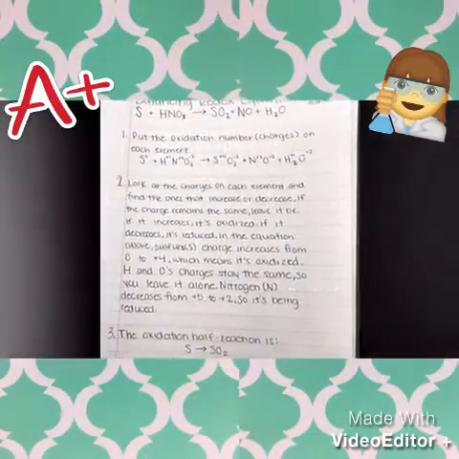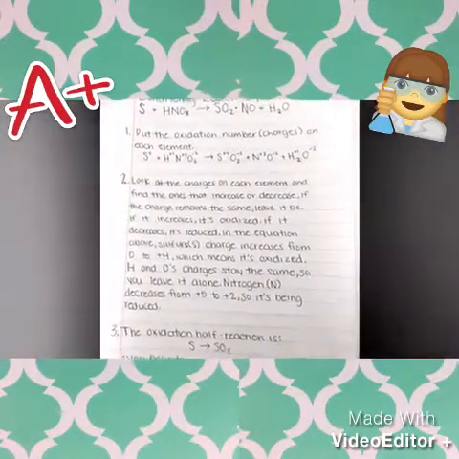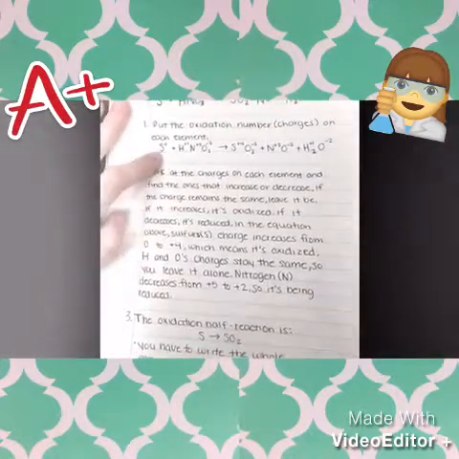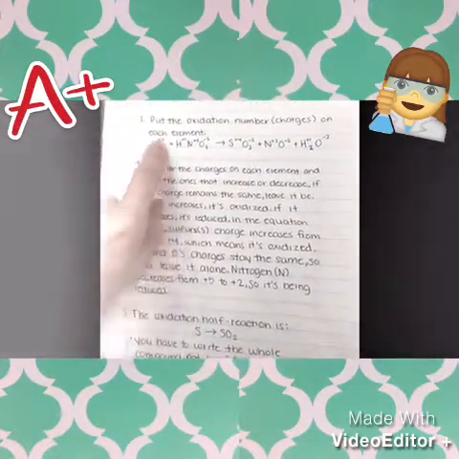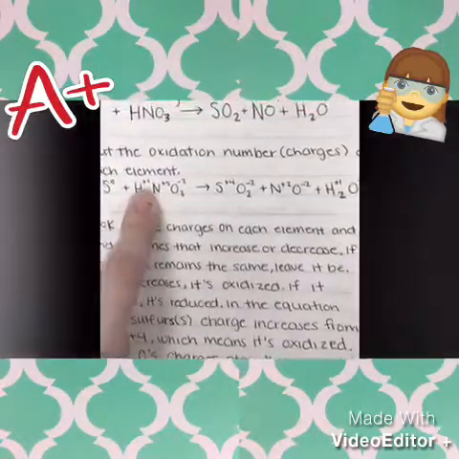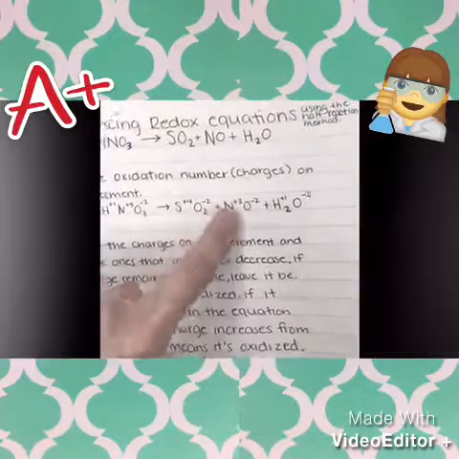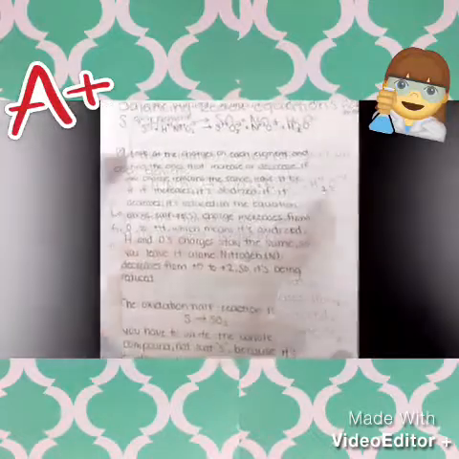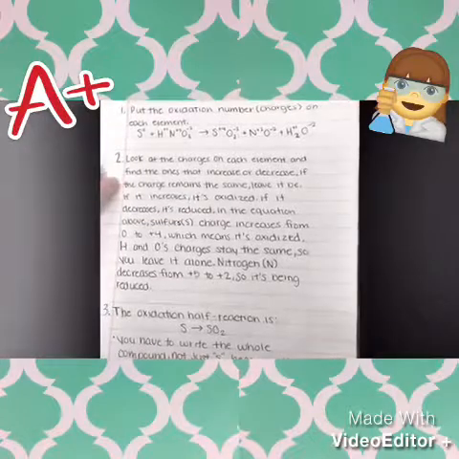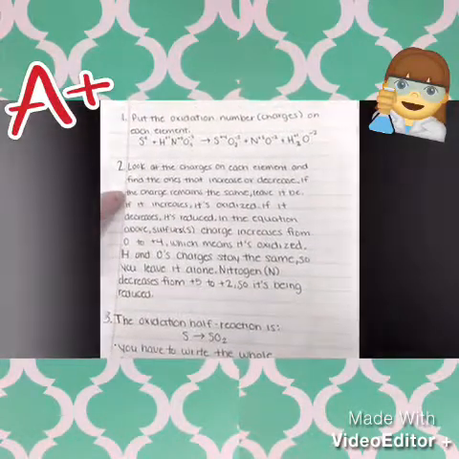Balancing redox equations using the half reaction method. Put the oxidation number or charges on each element. The little numbers up at the top right hand corner are the oxidation numbers. Those are the charges of each of the elements. Look at the charges on each element and find the ones that increase or decrease. If the charge remains the same, leave it be.